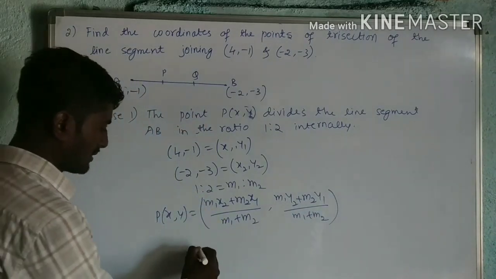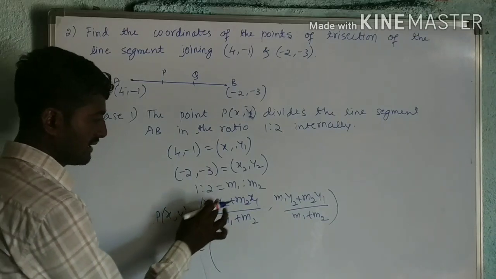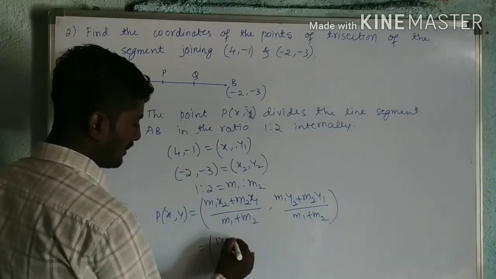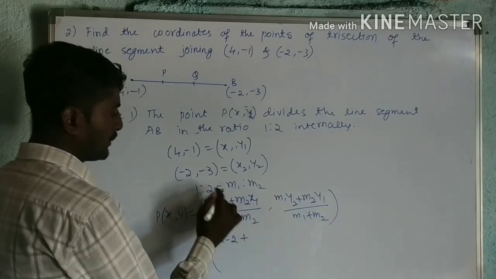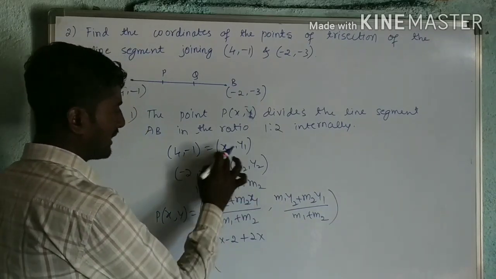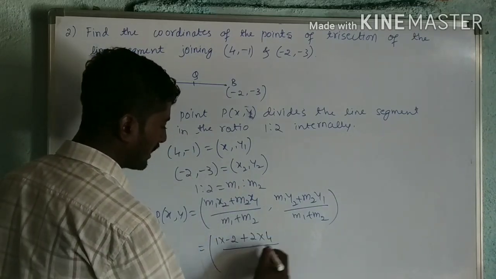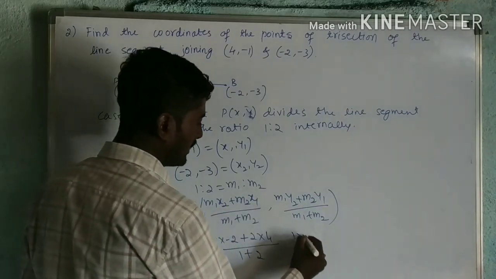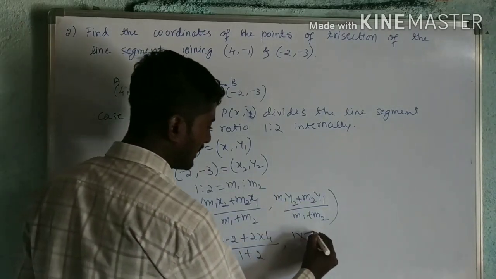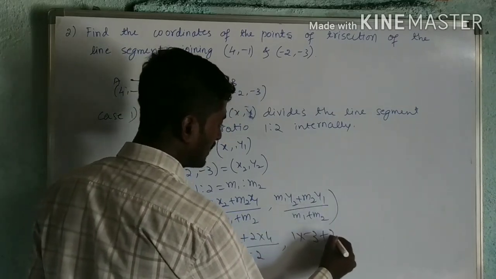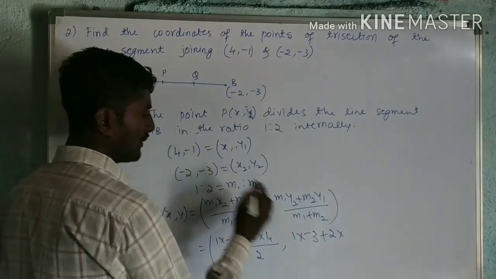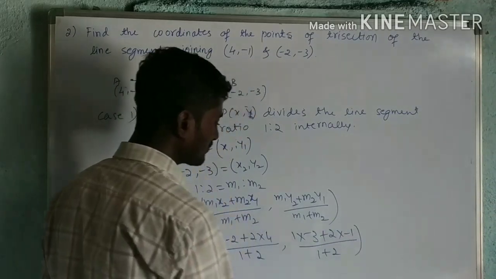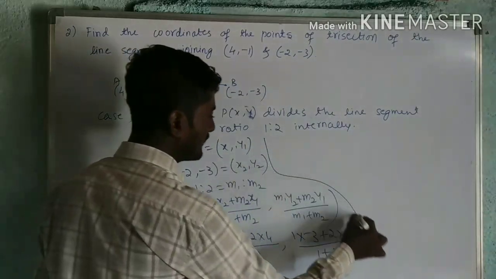Let us substitute the values. M1 is 1, M2 is 2. 1 into x2, minus 2, plus M2, 2 into x1, which is 4, divided by 1 plus 2 comma, M1 1 into y2, which is minus 3, plus M2, 2 into y1, which is minus 1, divided by 1 plus 2.